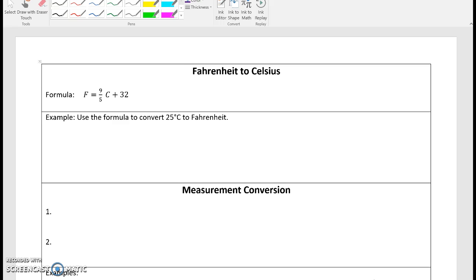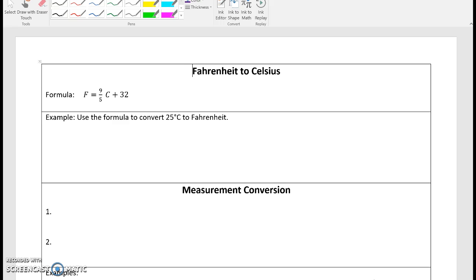So one piece of measurement conversion is changing Fahrenheit to Celsius. So here is our formula. It says Fahrenheit is equal to 9/5 of the temperature in Celsius plus 32 degrees, okay? So since it's plus 32 degrees, you know that the Fahrenheit temperature is always going to be greater than the Celsius temperature. Now you will always be given the formula, so it's not something that you have to memorize.